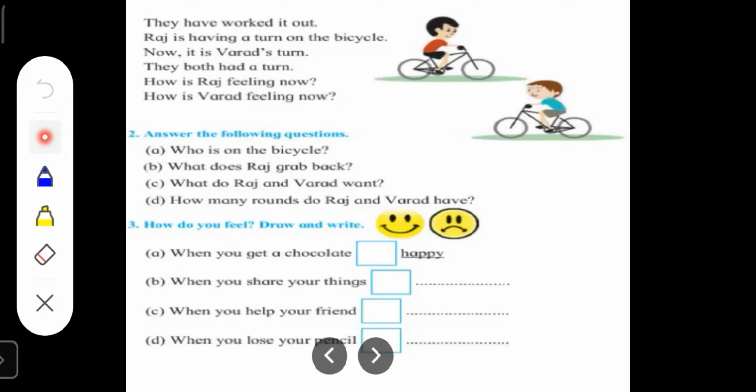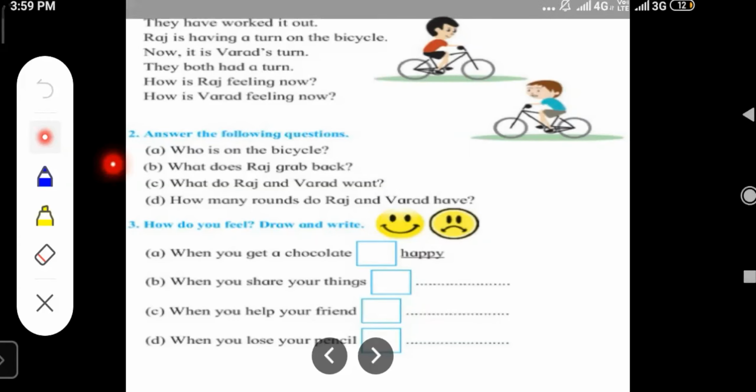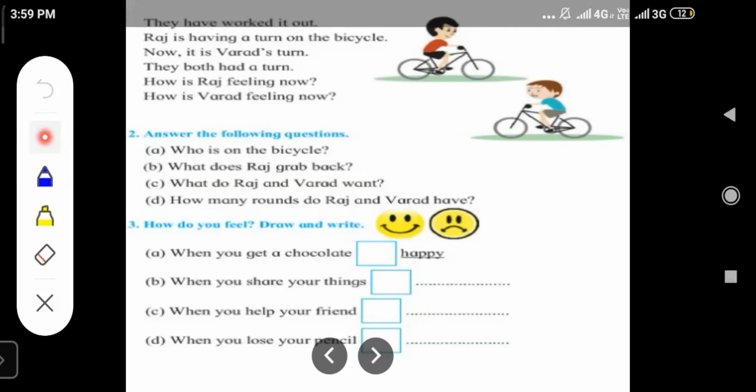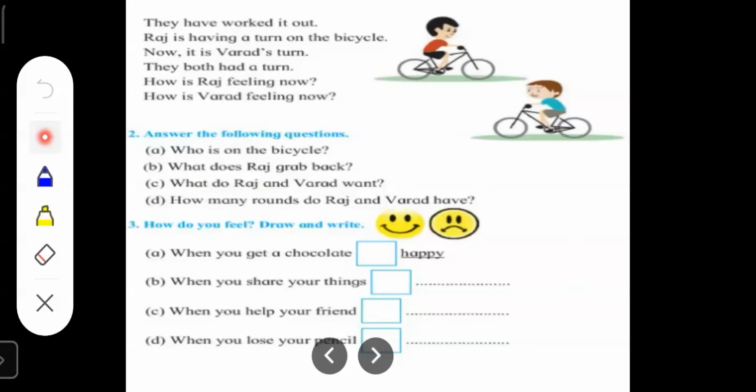And what is the solution? First, Raj will ride the bicycle, and when he finishes 3 rounds, then Varad will ride. And in this way, you can see both are having their turn on the bicycle, and both are having fun and both are happy also. Okay. So we have learned in this lesson that we should share our things with our friends. Below some questions are given.